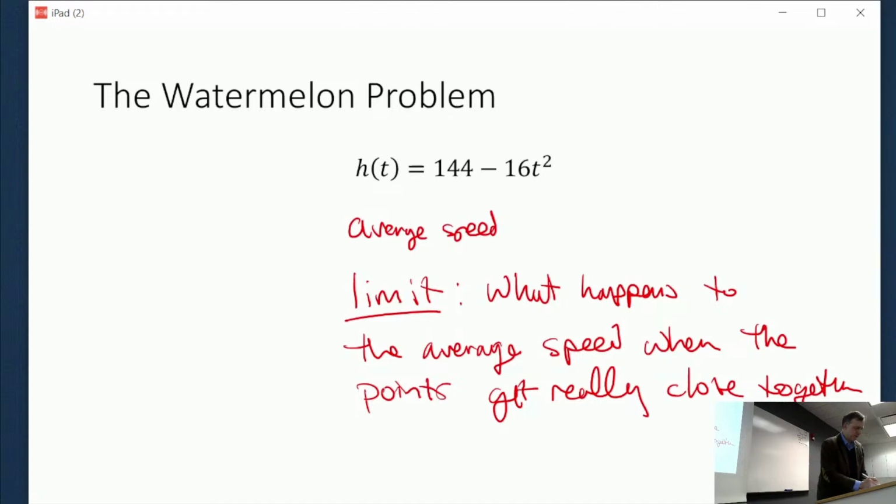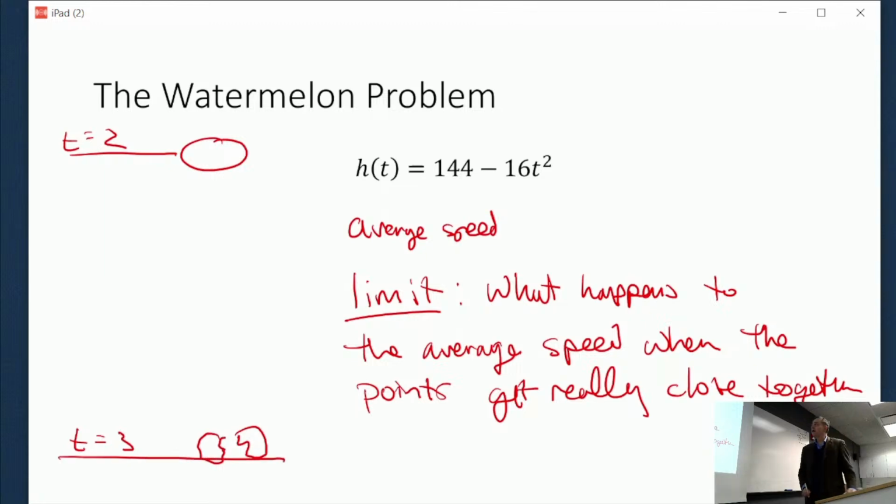Okay, so here's what I mean by the points. Here's the watermelon at t equals 2, and then at t equals 3, that's when the watermelon is exploding on the ground. So those 2 points are pretty far apart. If instead of going from t equals 2, we did t equals 2.5, we would get a little bit better approximation for the actual speed of the watermelon when it hits the ground. What did we do?